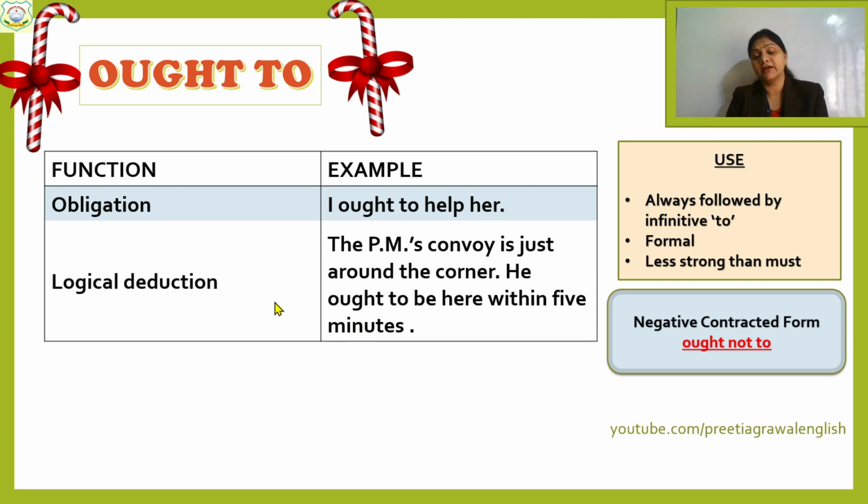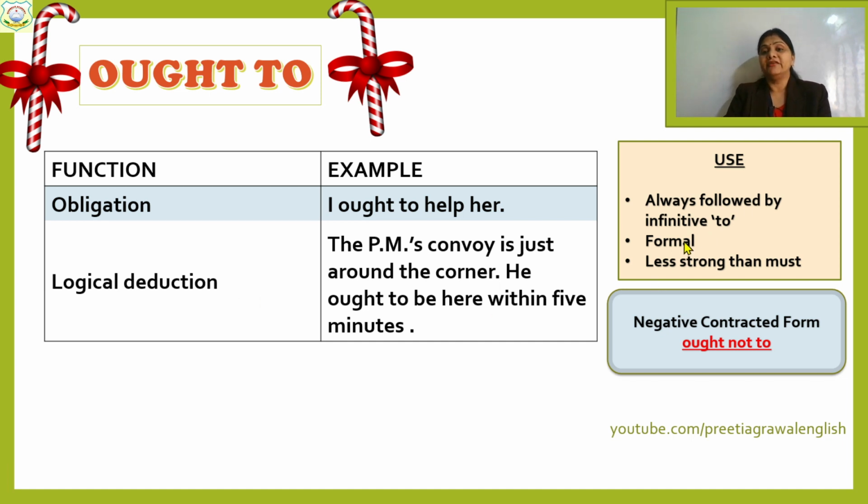We have counted the time, and we know the distance between the corner and the place where the PM's convoy has to reach. After counting, we have written here 5 minutes. So he ought to be here within 5 minutes. The PM's convoy will reach here within 5 minutes. It means that we have a logical deduction. Clear? So ought to is used for obligation also and for logical deduction also.